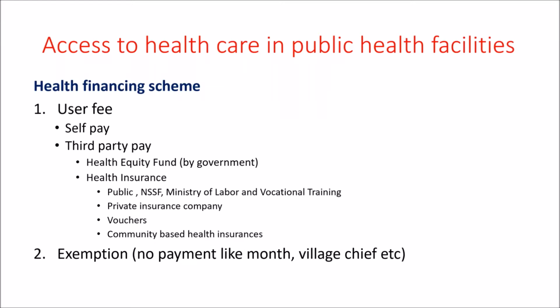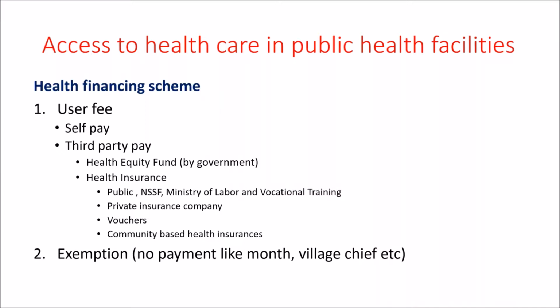And for how to access healthcare in public health facilities in Cambodia, we have two kinds of payment. One we call user fee, where people need to pay to get the service, and the exception, where there is no payment for the health service, like for monks or village chiefs, etc. And for the user fee, the health facility, like a health center or hospital, has a tariff that the patient will pay to get the service.